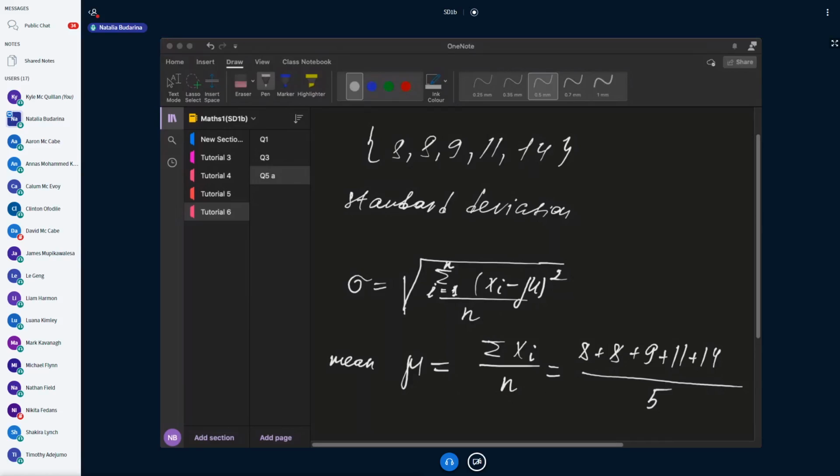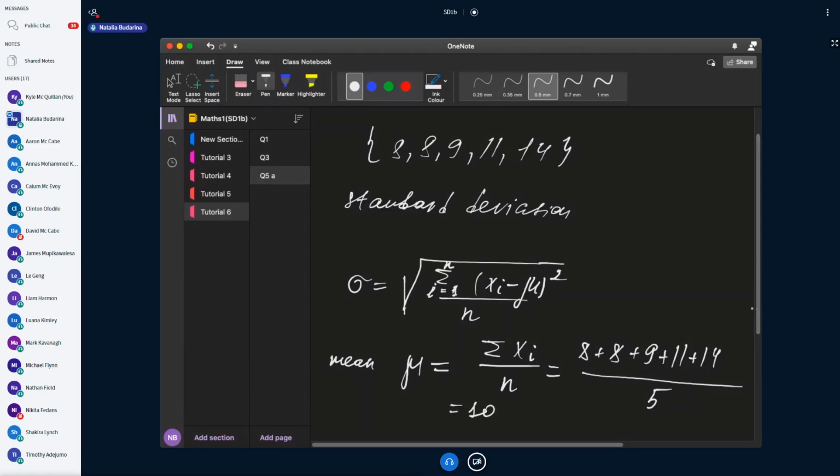The mean of a population is the sum of all data divided by n. We played with this formula before, the mean is the same formula. If we find this value, 16 and 14 is 30, plus 20 is 50, so it's equal to 10. Mu is equal to 10.